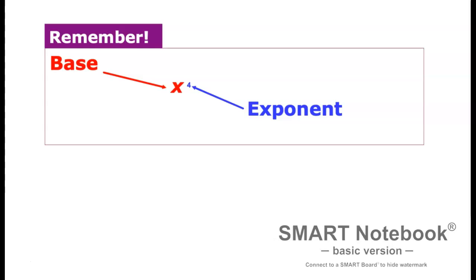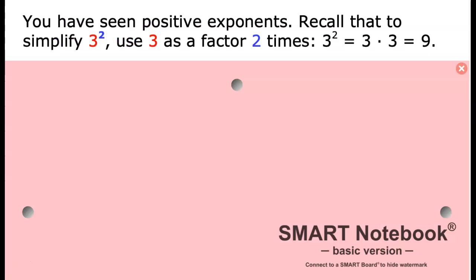You'll remember what exponents are. We have a base, that's the x in this case, and that's the number that we will use as a factor. The exponent 4 tells us that we will use x as a factor 4 times. Now, up until now, you've seen positive exponents, and remember that to simplify 3 to the second power, use 3 as a factor 2 times. So 3 to the second power, or 3 squared, equals 3 times 3, which equals 9.